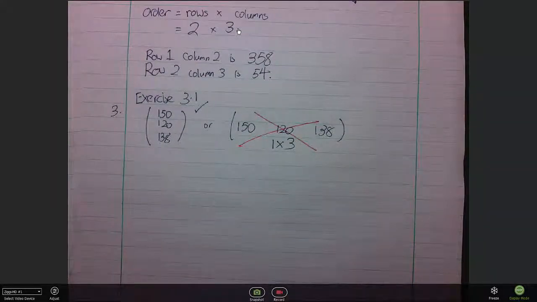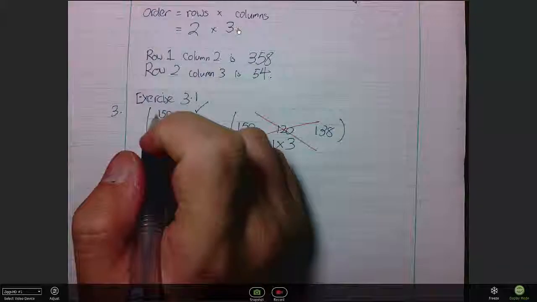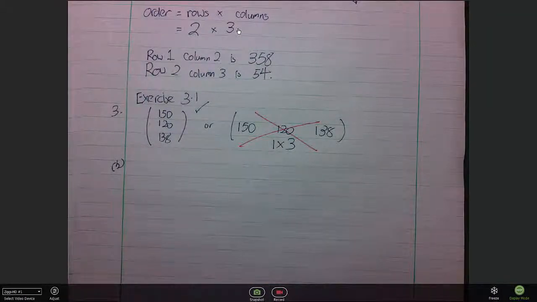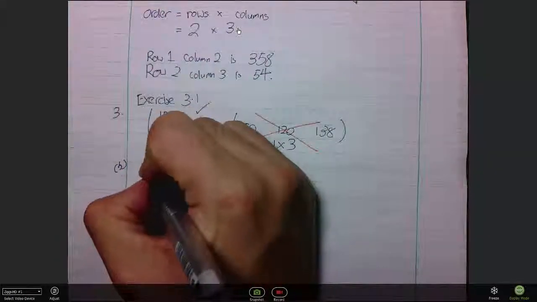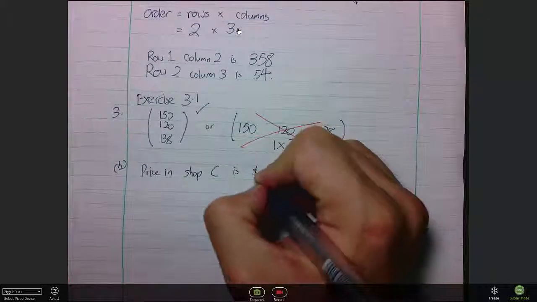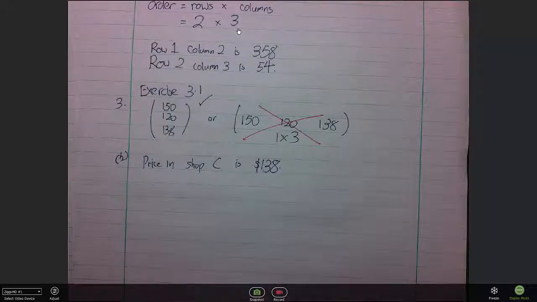Then now, part B. Describe the meaning of the element in the third row and the first column. Third row, first column is 138. So basically what they're saying is that the price in shop C is $138. Simple enough. Now I will do question 5B.